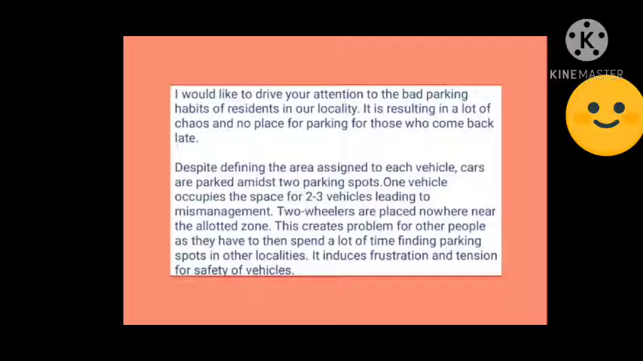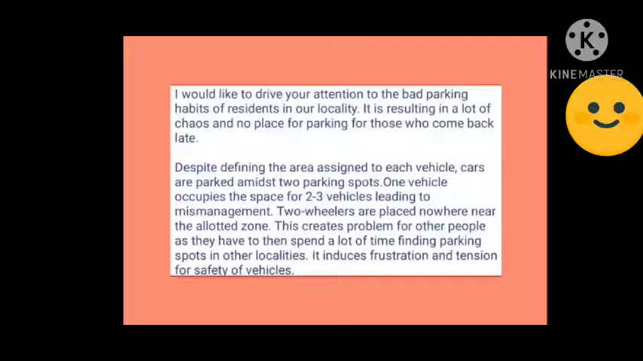Let's see what next. This is the body of the letter. That's what you call the content. More than half of the marks are allotted for the content. Marks allotment will usually be based on the vocabulary, the accuracy and the relevancy. Okay, what's being written? I would like to drive your attention, that means draw your attention, to the bad parking habits of residents in our locality.